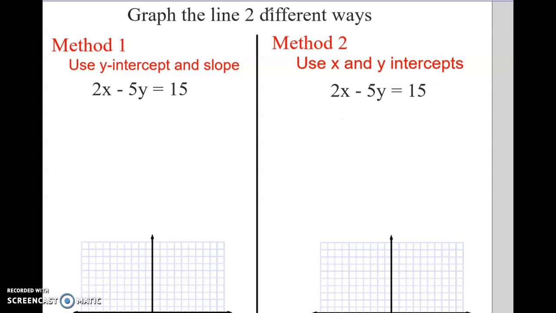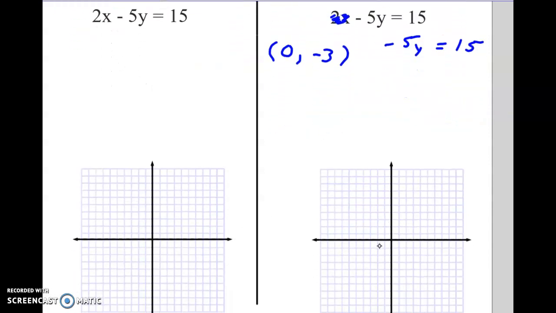So I'm going to show you this first method, and then we'll talk about the other method, which we did the other day. So using the intercepts, right, I'm going to make x 0 and find y. All right, and basically when x is 0, this just goes away, right? So we just end up with this statement of negative 5y has to equal 15. If we divide by negative 5 there, we get negative 3. Okay, and so I'm going to go ahead and plot that point right away. (0, -3).